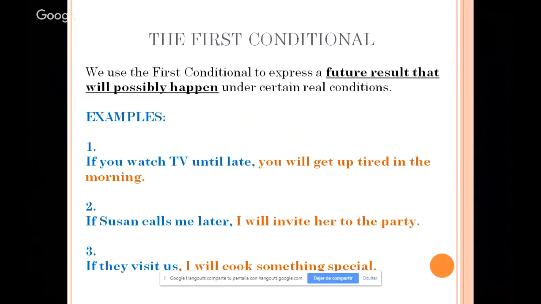So these three conditions in blue are real: if you watch TV until late, if Susan calls me later, if they visit us. And the results in orange are possible or likely to happen, right? You will get up tired in the morning. I will invite her to the party. I will cook something special.